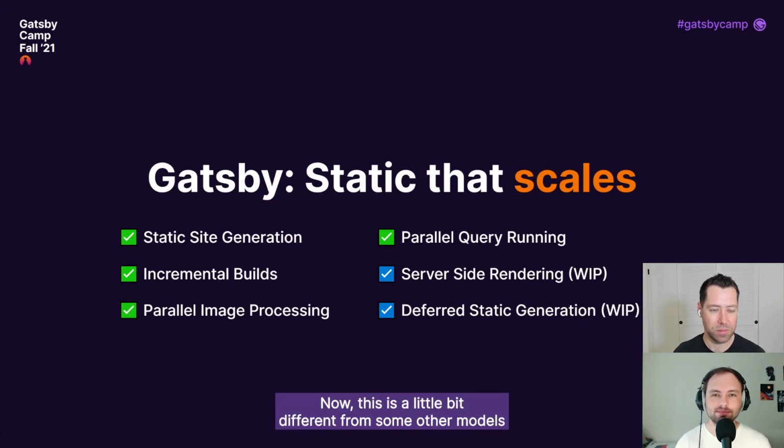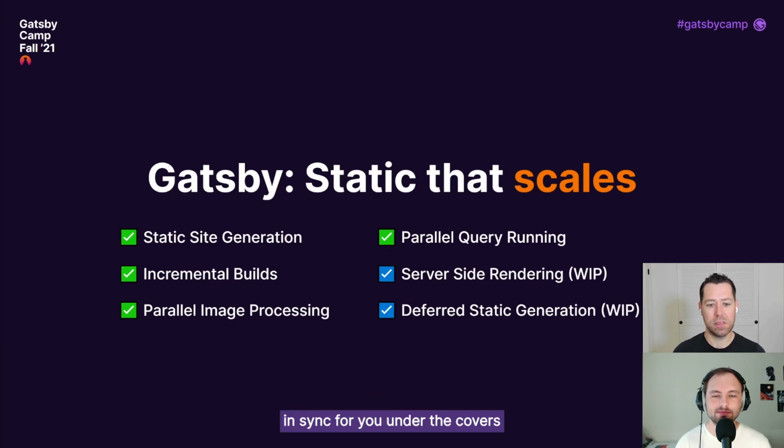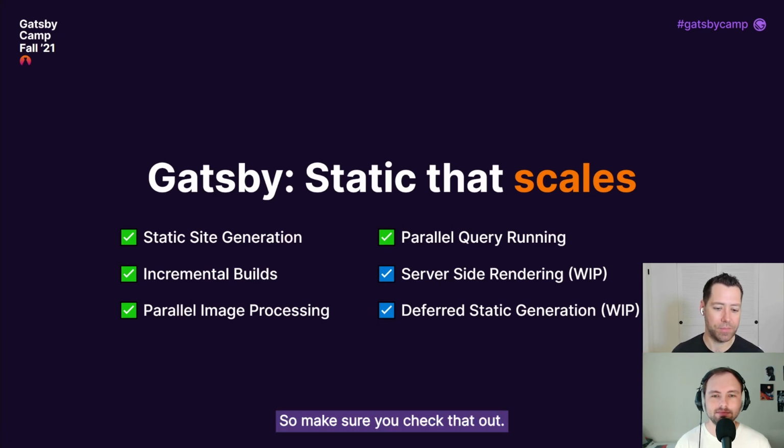Now, this is a little bit different from some other models you may have heard about in the sense that there's no stale hit, right? We're not serving a stale bit of content while we're getting the latest content. And we're leveraging the shared data store that you saw in the previous slides to speed up the retrieval of that new content. So we're effectively keeping things in sync for you under the covers while deferring the building of certain pages until the user first needs them. And again, Abhi gets into more of that in his talk. So make sure you check that out.